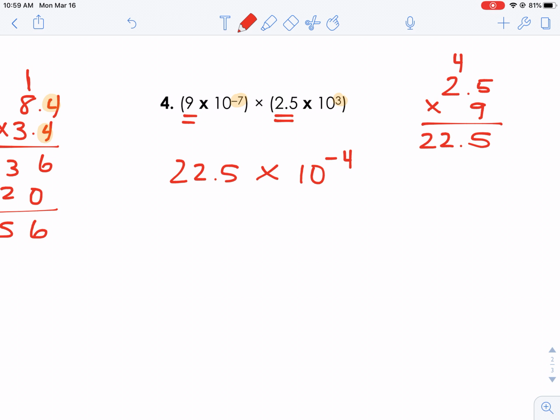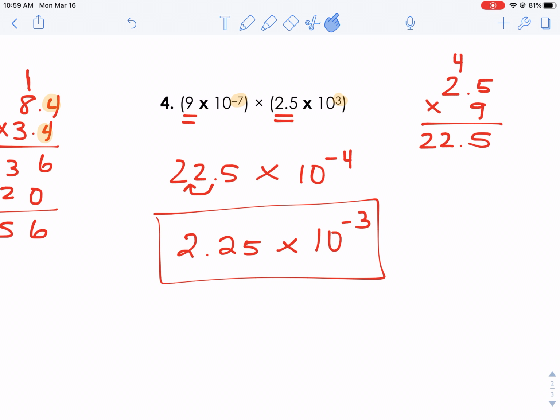Okay, and then again, this number is not in scientific notation. We need to make it smaller by 1 spot to give us 2.25. Since our number just got smaller, our exponent needs to get bigger. Okay, bigger by 1 would turn into negative 3.